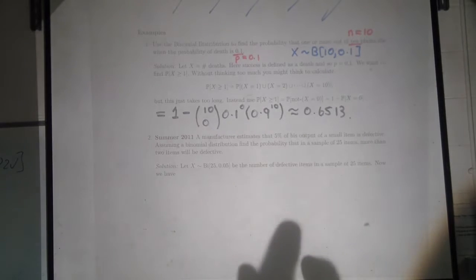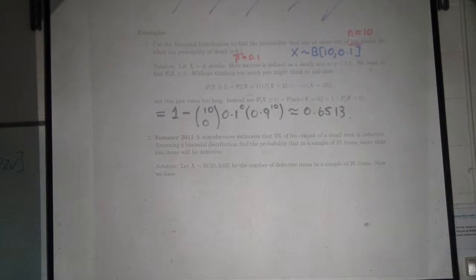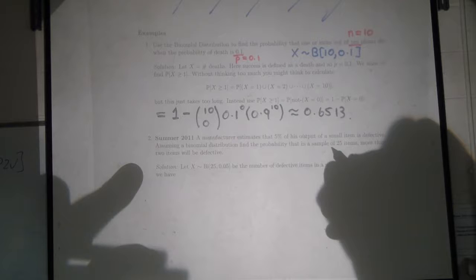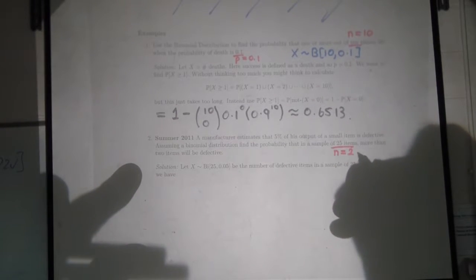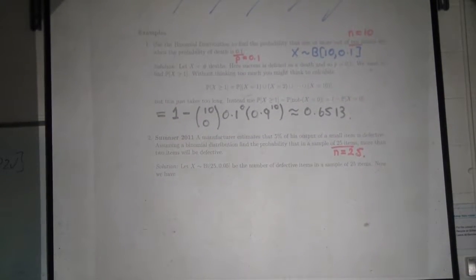Now I have BI here, that's the same as the B. So a manufacturer estimates that 5% of his output of a small item is defective, Chinese resistors, assuming a binomial distribution. Now, the question, if it says a sample of size 40, it doesn't have to say that, but some questions will say binomial distribution. Find the probability that a sample of 25, so you've got 25 things on trial, more than 2 would be defective.